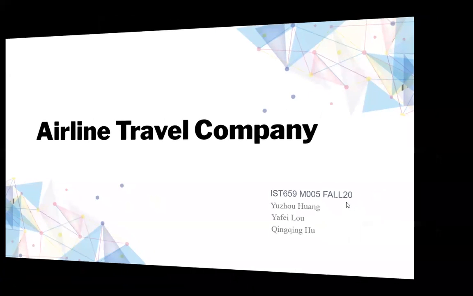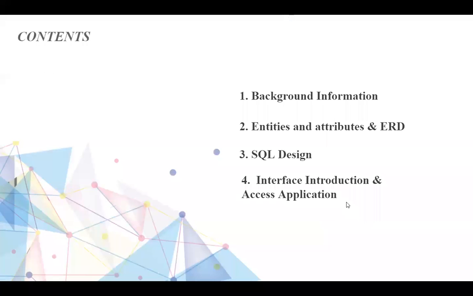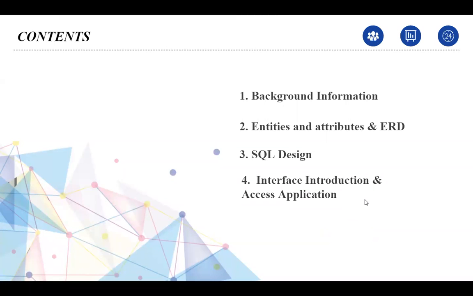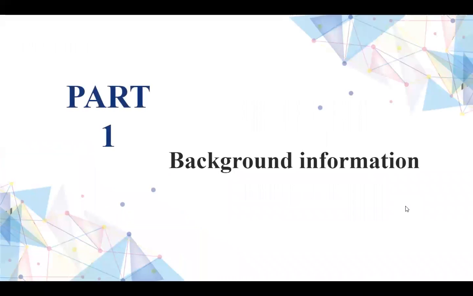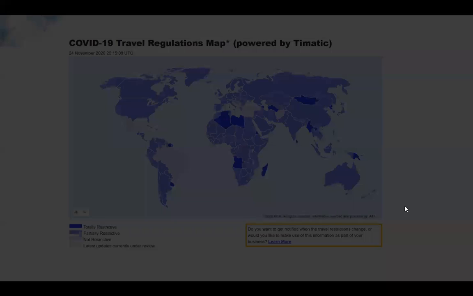Search for flight tickets, which is named Airline Travel Company. This topic consists of 4 parts. They are background information, entities and attributes, and ERD. The third part is SQL design. The next one is to introduce the interface and demo access briefly. I will be in charge of the first 2 parts. Okay, firstly, let us see the background information together.